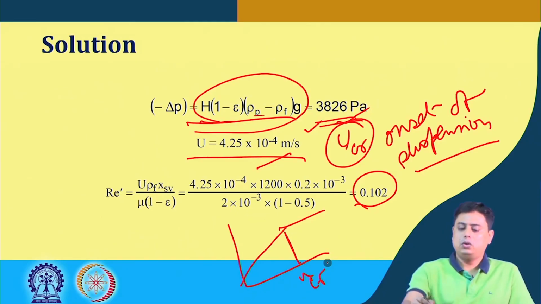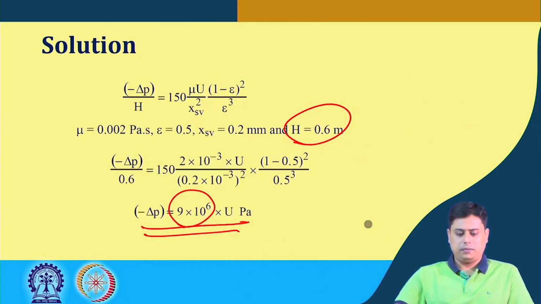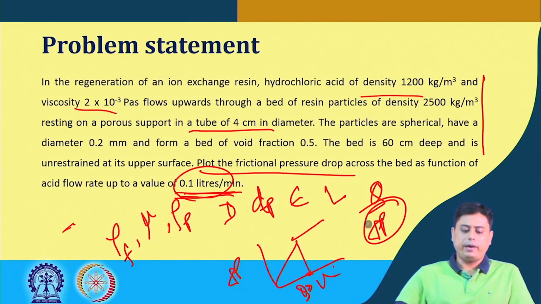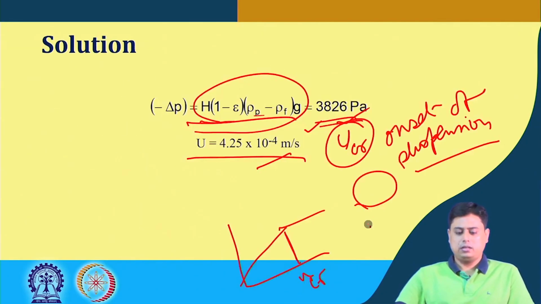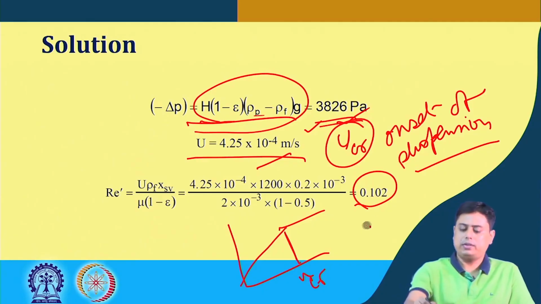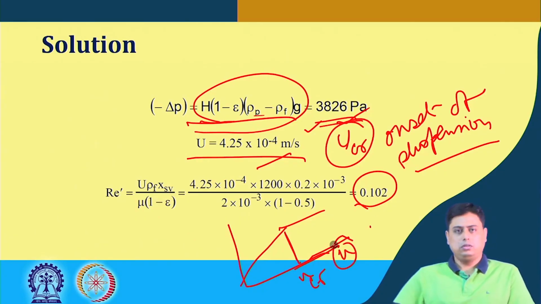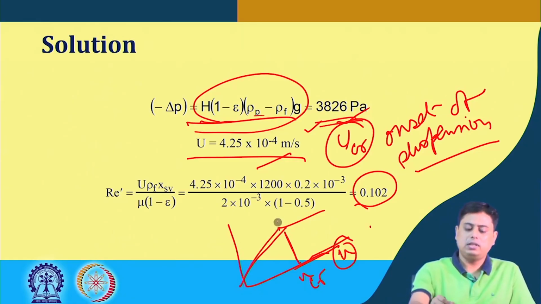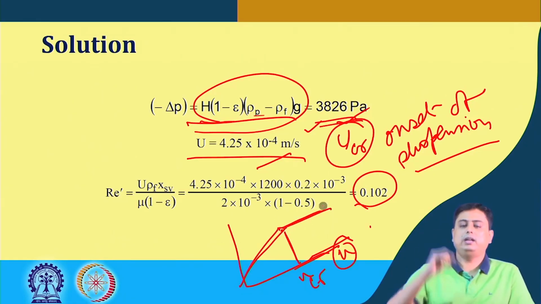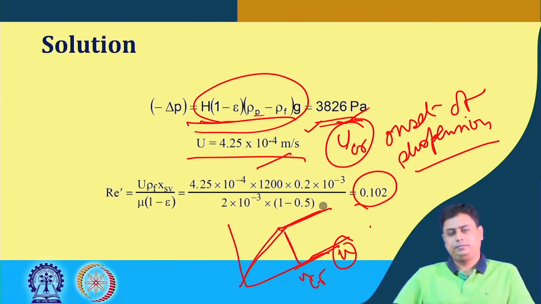Okay. So, at 0.1 liter per minute, how much is the flow rate after calculation? Let's say it crosses the U critical. What will happen till this U critical? The pressure drop will rise in this manner. After that, it would remain constant.